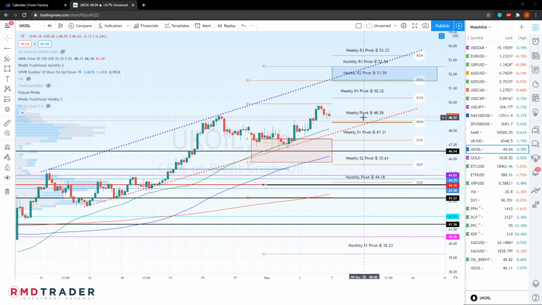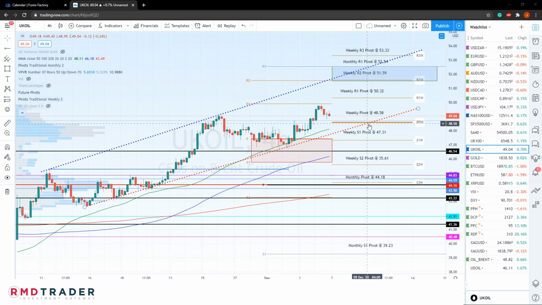Of course, should that hold, we can then expect price to start moving higher towards the weekly R1 pivot at 50.32, and considering a possible second bullish target, that would then be this area between the weekly R2 pivot, which is also the monthly R2 pivot, which was also the weekly R2 pivot last week, and our monthly R1 at 52.54, and also the overhead resistance from our diagonal. So that would be an area for a bullish target.